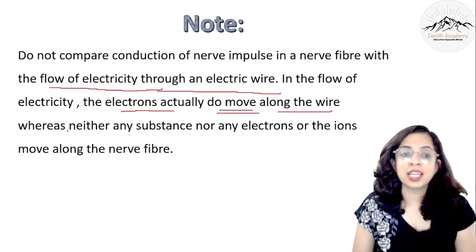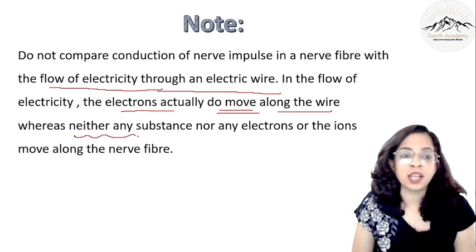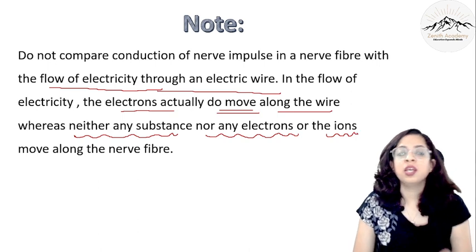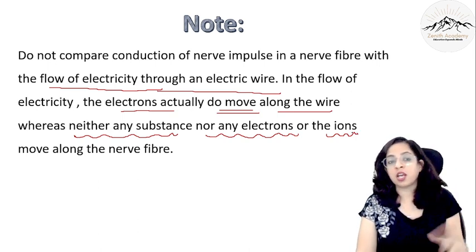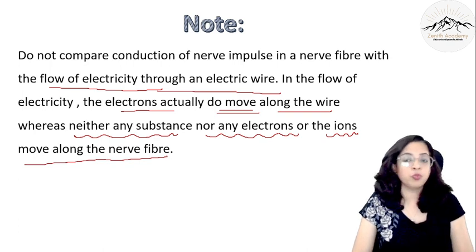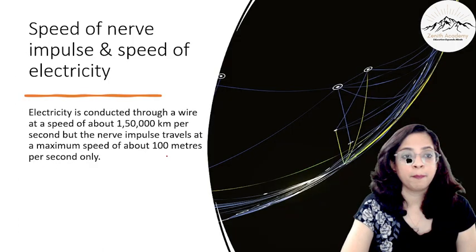Whereas in the case of nerve impulse, neither any substance nor any electrons or ions move. Nothing moves along the nerve fiber. They do not move along the nerve fiber.